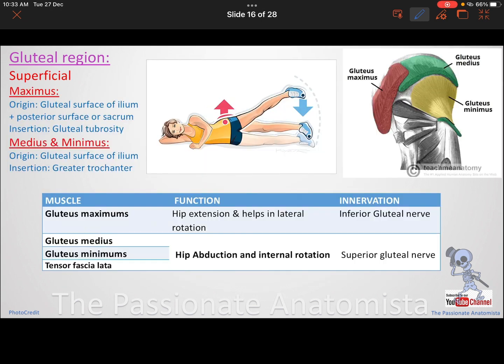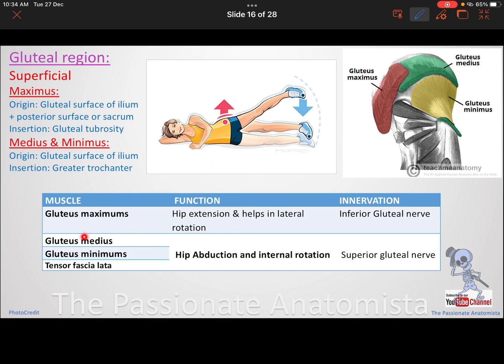Now, we have the gluteus maximus and medius and minimus and tensor fascia lata. Those muscles are in your gluteal region. The biggest one, maximus, is going to be hip extension, and the rest of them, the medius, minimus, and also tensor fascia lata, will help you to do abduction. All right, so if you go abduction, it's going to be the medius, minimus and tensor fascia lata. It can also help you in internal rotation.